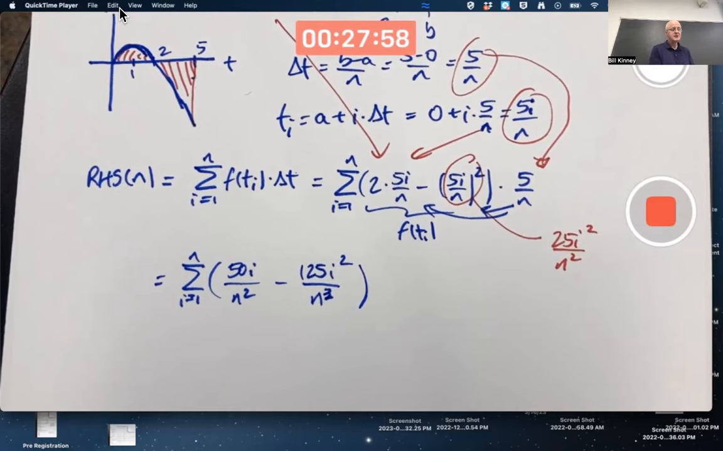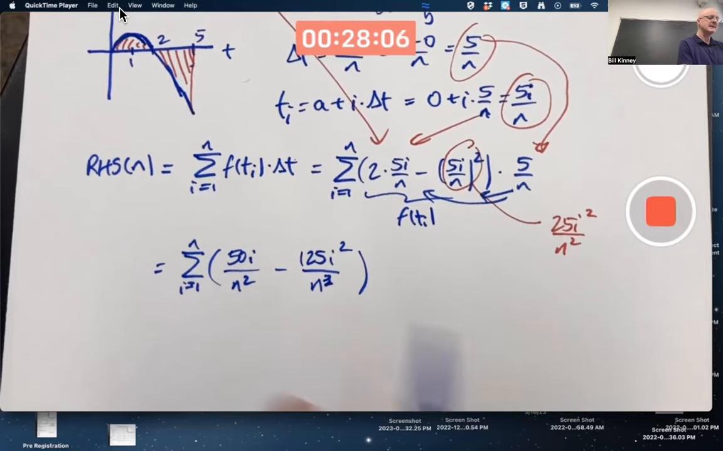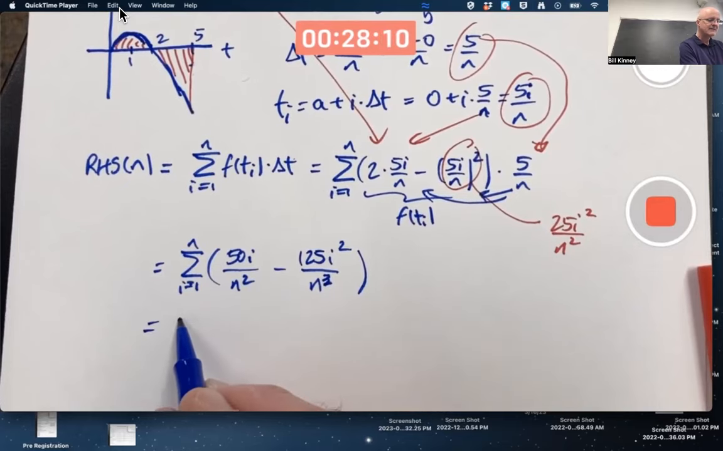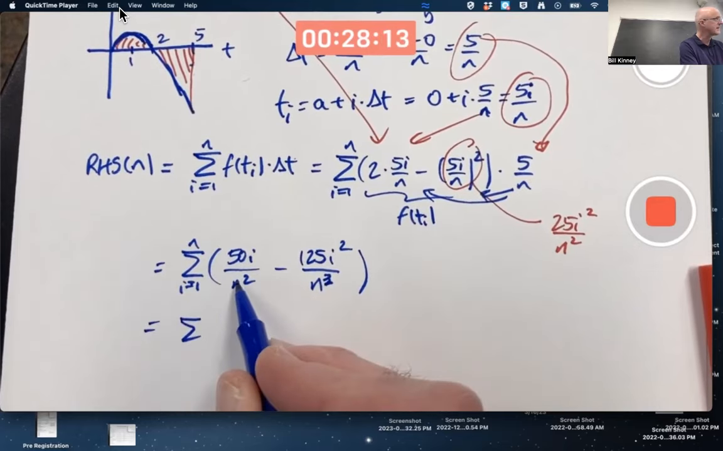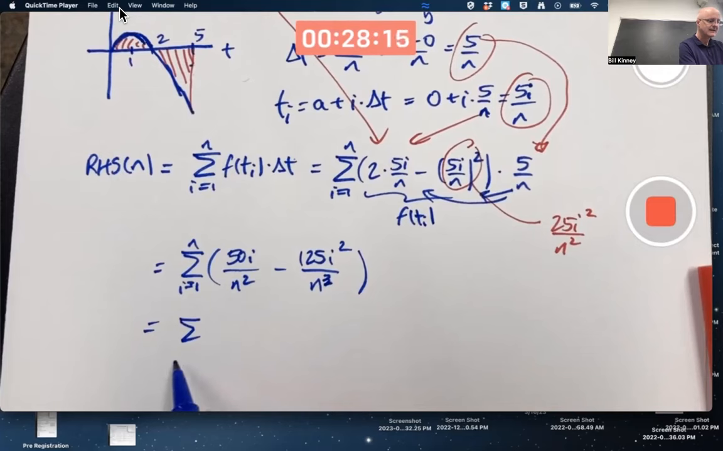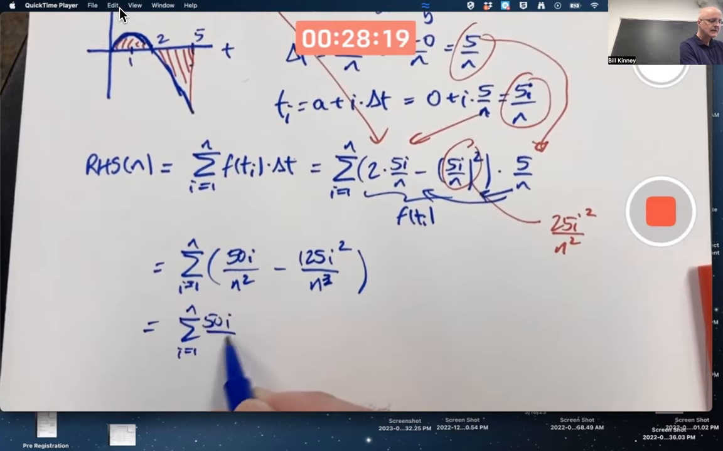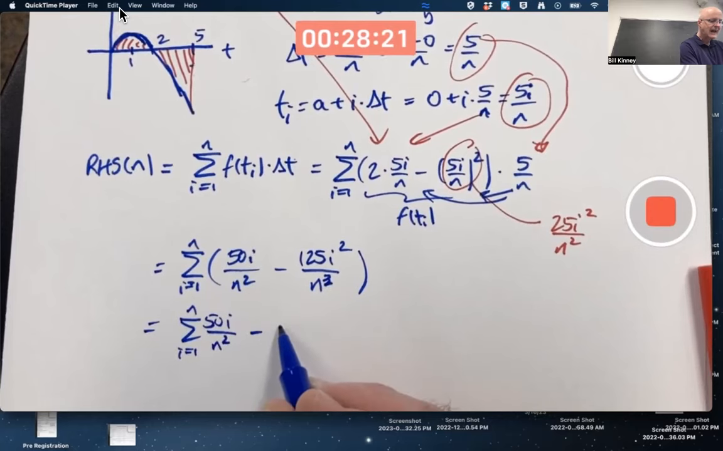There's a couple different things you could try here. You could try subtracting these fractions by getting a common denominator, but I think a better thing to do is to use a property of summations. The summation of a difference like this can be found by doing the summation of the first thing minus the summation of the second thing. I'm breaking this apart into pieces. Why can I do that?